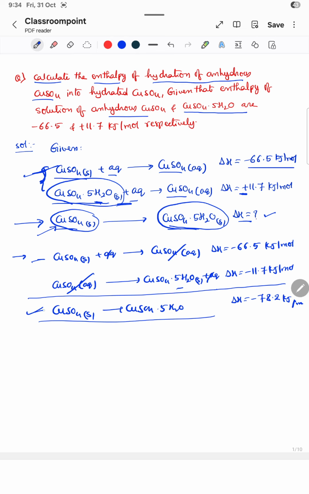So this we obtained by addition of these two values. That's why these two values are to be added. So we will get minus 78.2 kilojoules per mole respectively. So this is the question.